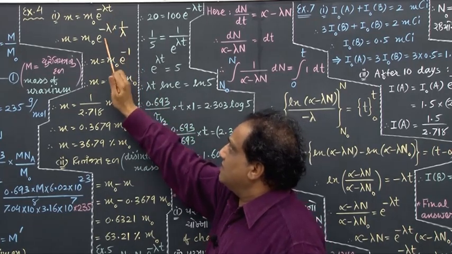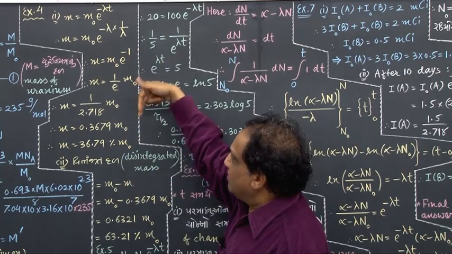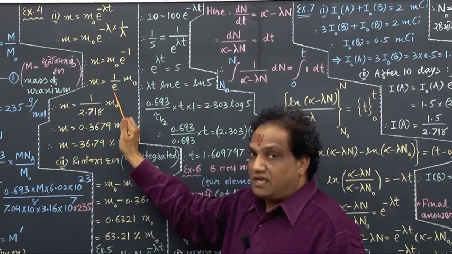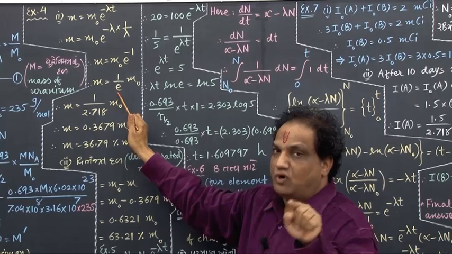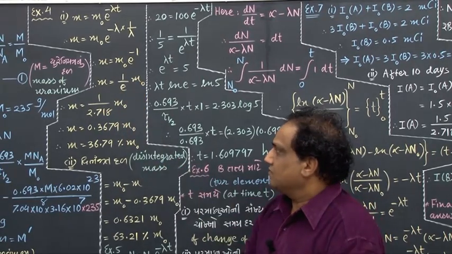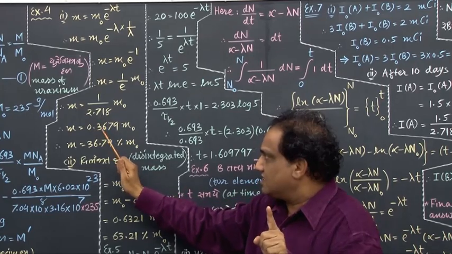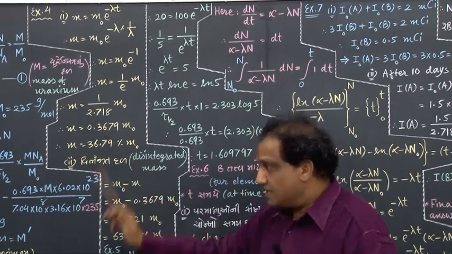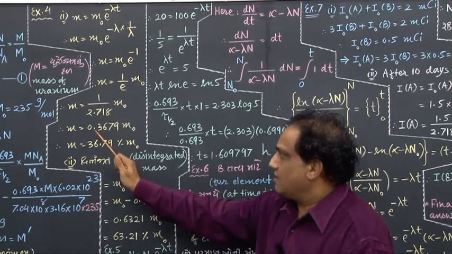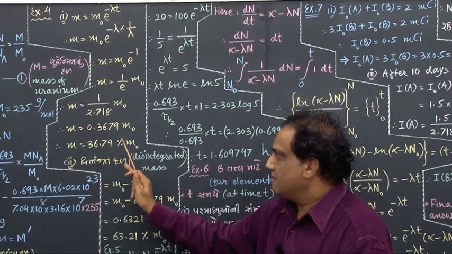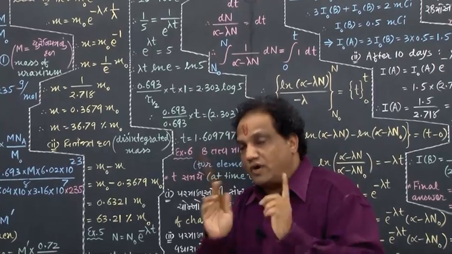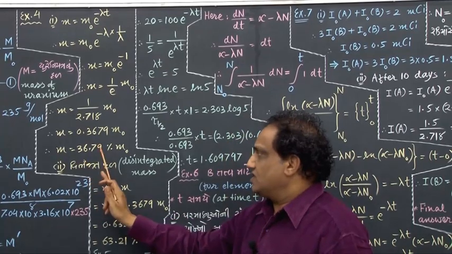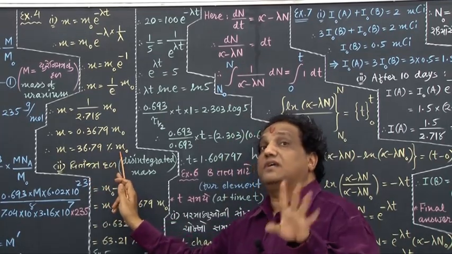Now lambda will cancel. E raised to minus 1. Just transfer it to the denominator. It will become e raised to plus 1. So 1 upon e into m0. What is the value of small e? Base of natural logarithm. Its value is 2.718 into m0. 1 upon this comes out to be 0.3679 into m0. If you want this value in percentage, multiply by 100%. It is 36.79 percent of m0. So at the end of this much time, the undisintegrated mass is 36.79 percent of the initial undisintegrated mass.